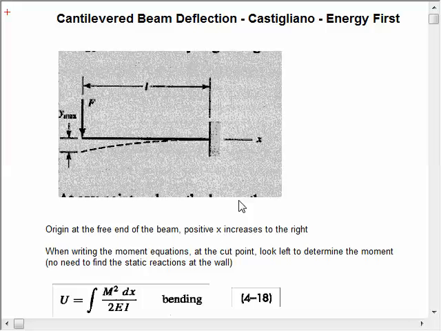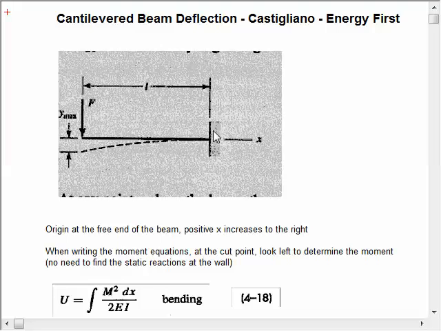Okay, in this first Castigliano video, we're going to be looking at calculating the deflection at the end of a cantilevered beam using Castigliano. This is called Castigliano energy first. It means we're going to follow the naive Castigliano principle of writing the energy and then taking the partial derivative of the energy with respect to the load. And then we'll look at an alternative way of doing it that's usually faster.